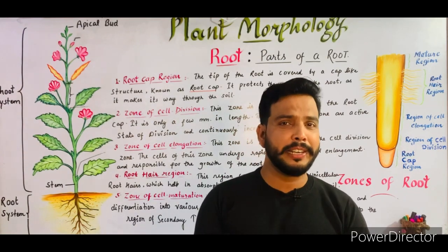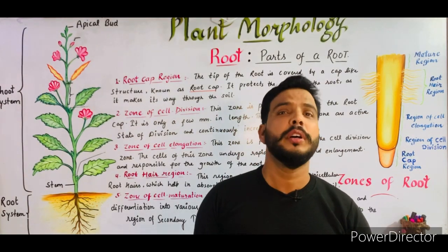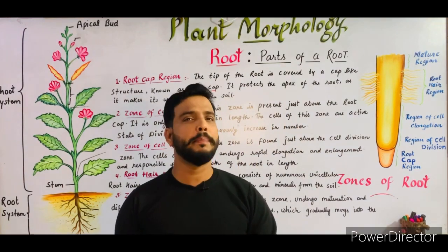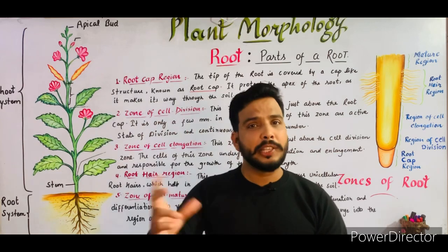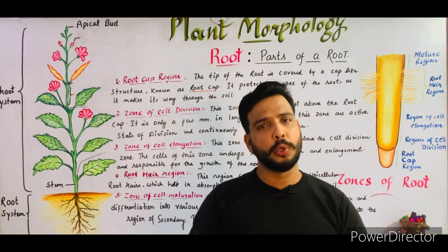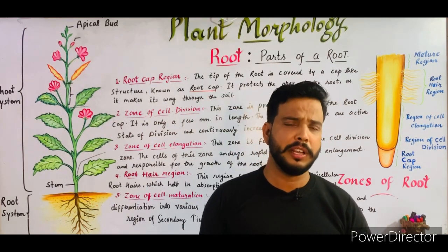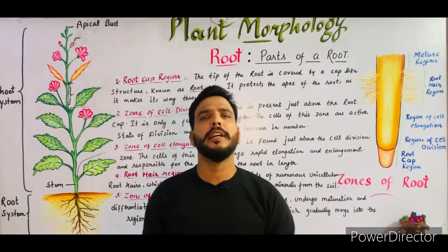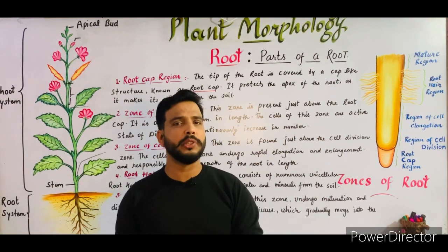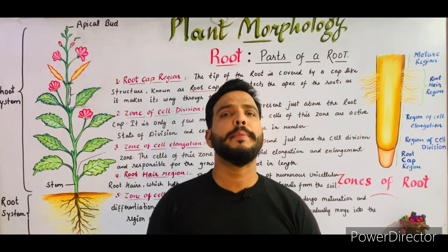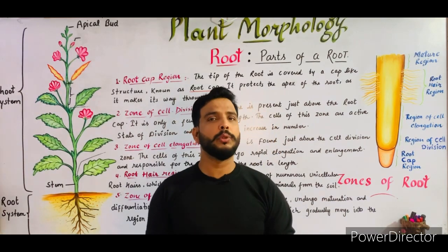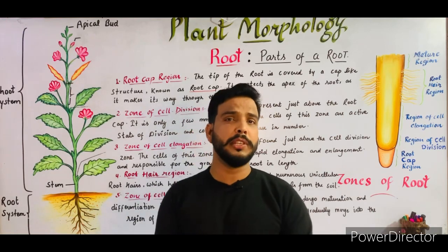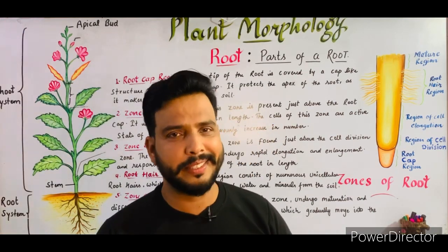As we all know, currently I am making all my videos related to a new branch of biology, that is plant morphology. In this branch we study the external parts of plants such as root, stem, leaf, etc. In my last video I started a topic related to plant morphology, that is root, and I described the general characteristics of root. In this lecture I will tell you about the different zones or regions present on a root. So let's start the video.